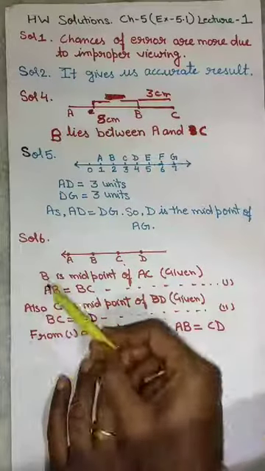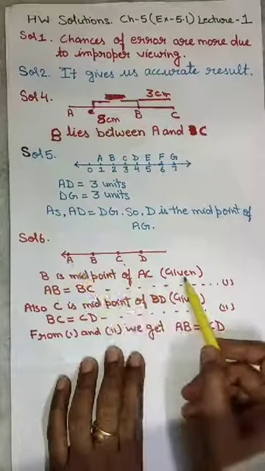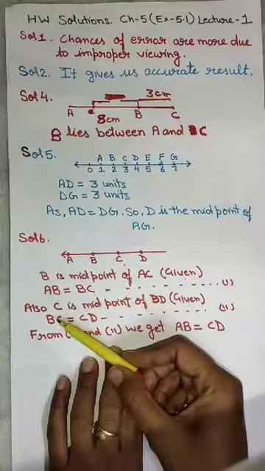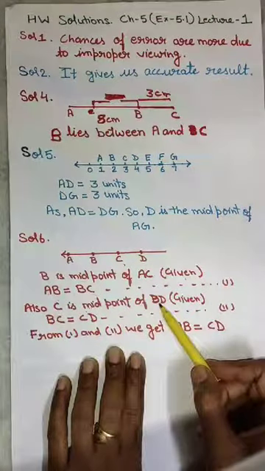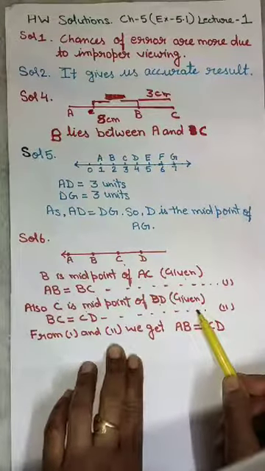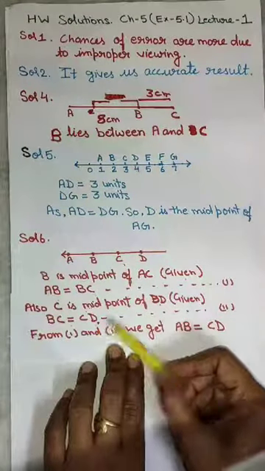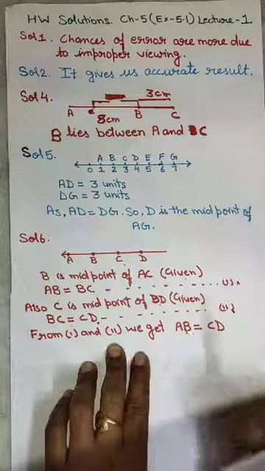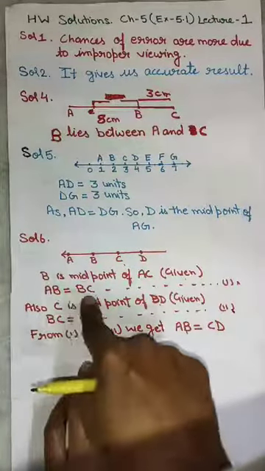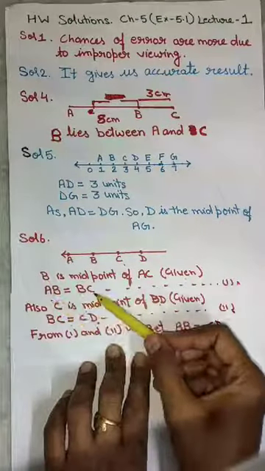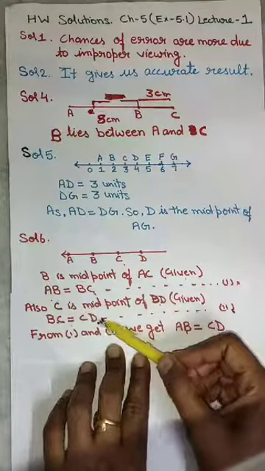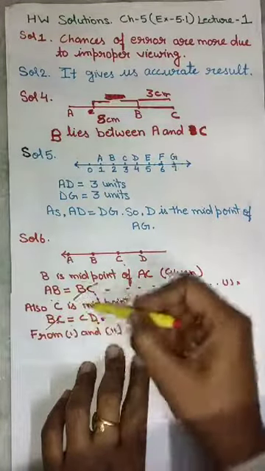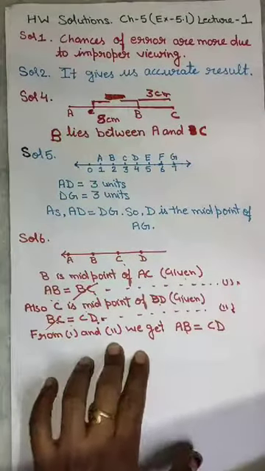Now see, B is the midpoint of AC. It is given to us. So that means AB equal to BC. Also we know that C is the midpoint of BD. It is also given to us in the question. That means BC is equal to CD. Now from these 1 and 2 equations we get that AB is equal to CD because BC and BC both are common here. When AB is equal to BC and BC is equal to CD, that means AB is equal to CD. BC and BC we cancel from here, then what is left? AB is equal to CD.